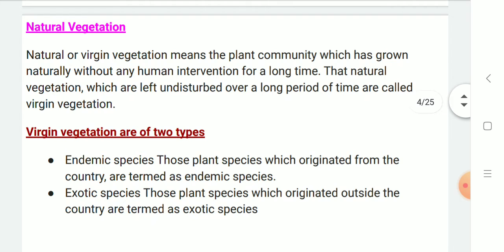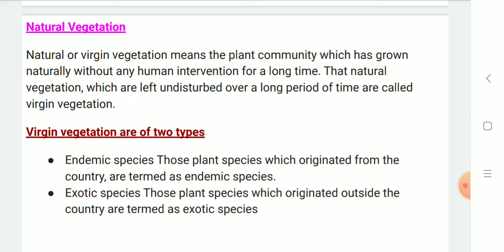Now let us see what we mean by natural vegetation. Natural vegetation, also called virgin vegetation, means the plant community which has grown naturally without any human intervention for a long time. The natural vegetation which is left undisturbed over a long period of time is called virgin vegetation.